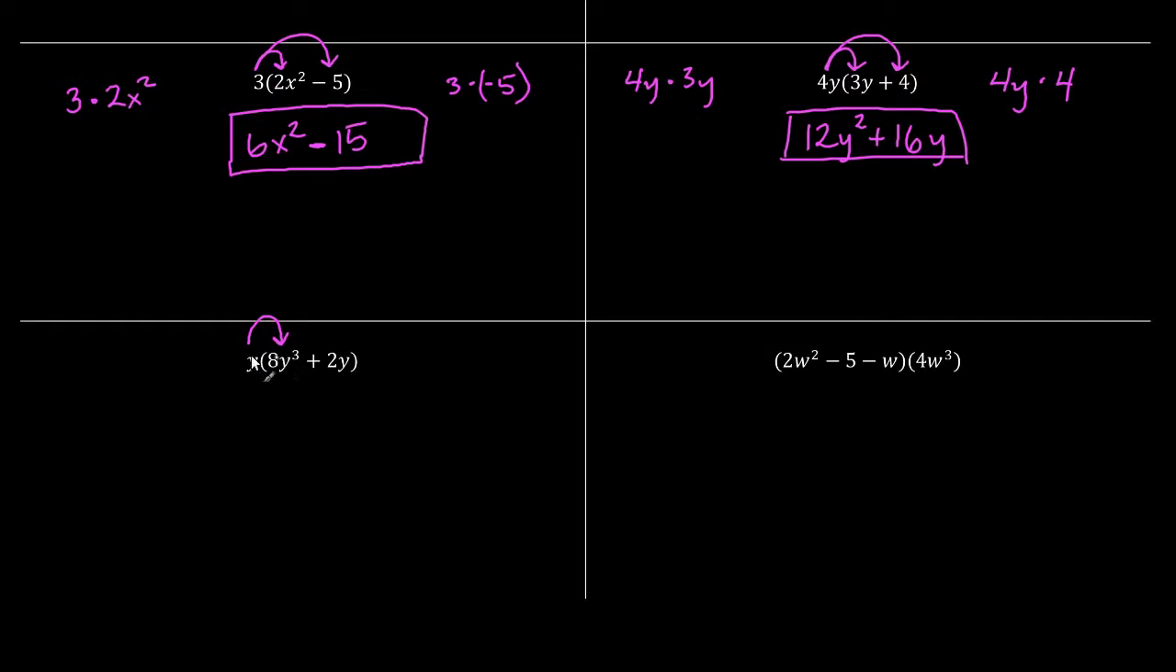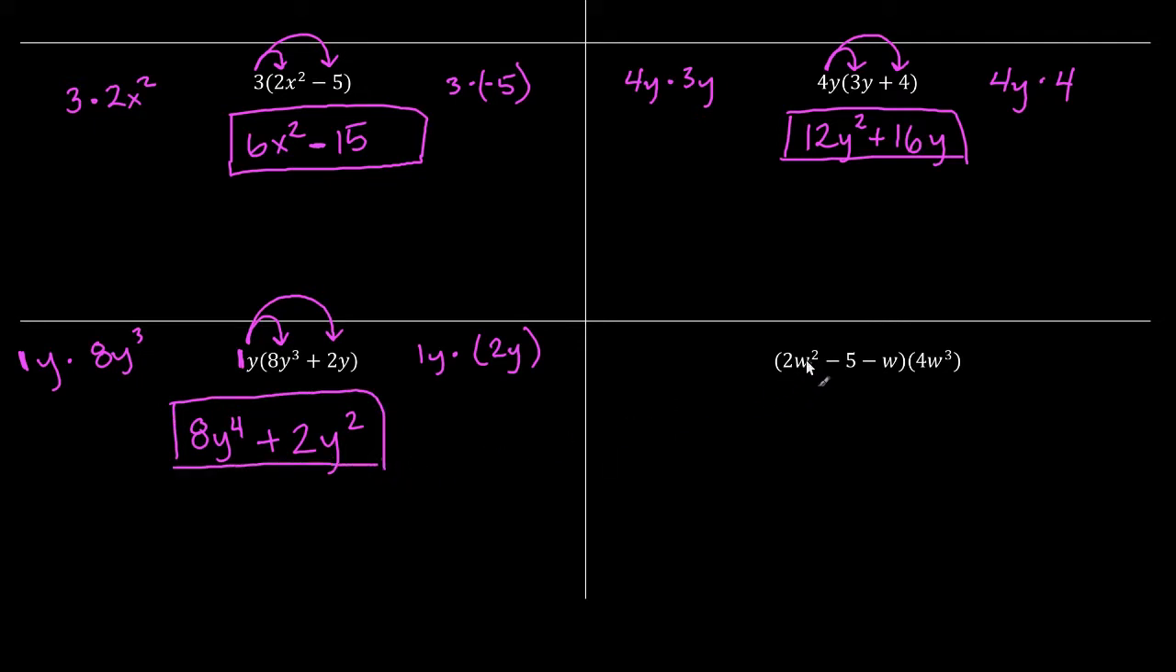Positive times a positive is a positive. So y times 8y to the third. Remember that if you don't see anything there, you can put a 1 if it helps. 1 times 8 is 8. Y times y to the third is y to the fourth. 1y times positive 2y. A positive times a positive is a positive, so we're at plus. 1 times 2 is 2. Y times y is y to the second power.